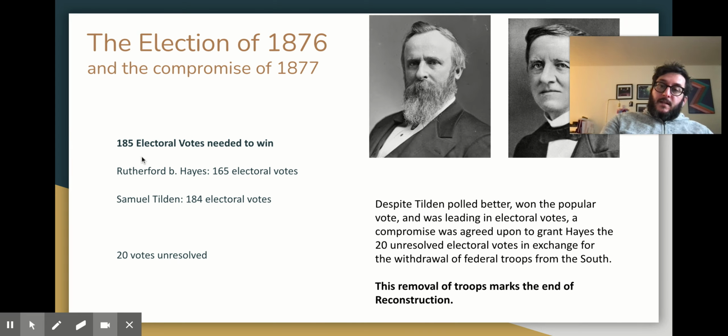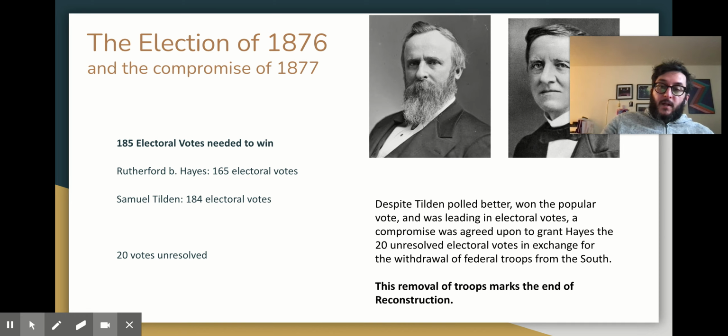So in the election of 1876, we need 185 electoral votes to win. Whichever candidate gets 185 becomes the president. That's how the electoral college system works. There's a threshold. Once you cross it, you win. We have two candidates, Rutherford B. Hayes, who after election day has 165 electoral votes, and Samuel Tilden, who has 184. If you're paying attention, both 165 and 184 are less than 185. Neither of them becomes the president directly after the election.